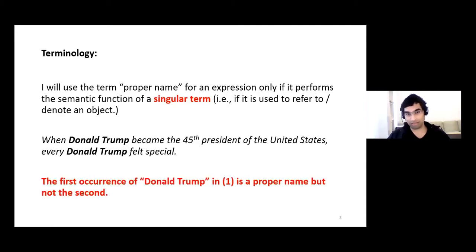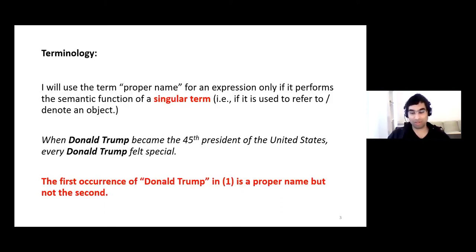So let's take the example of this sentence. When Donald Trump became the 45th president of the United States, every Donald Trump felt special. The first occurrence of Donald Trump in this sentence is an occurrence of a proper name because it is used here to refer to a specific individual. But the second occurrence is not, because it does not denote anyone. It would be more proper to say that it stands for some predicate, someone called Donald Trump.